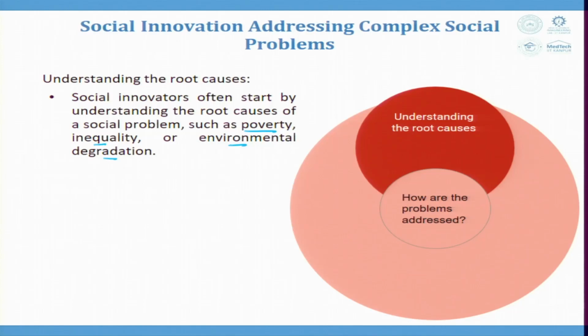Then the environmental degradation, more and more forests are getting deforested. Now construction is going on in a big way. So, what is happening? Oxygen and rain are not able to come. So, we have to find out what the root causes are. This is very important for a social innovator. So, how does he do it?